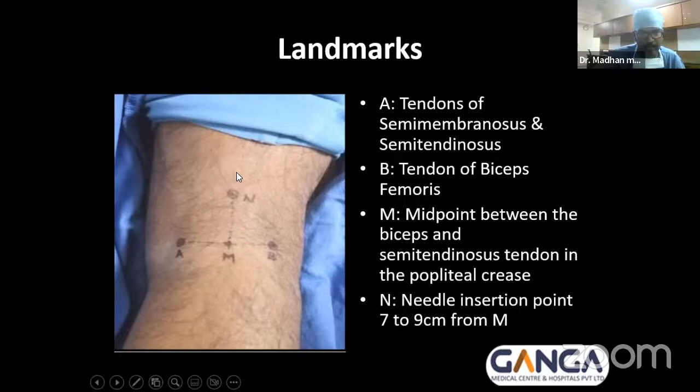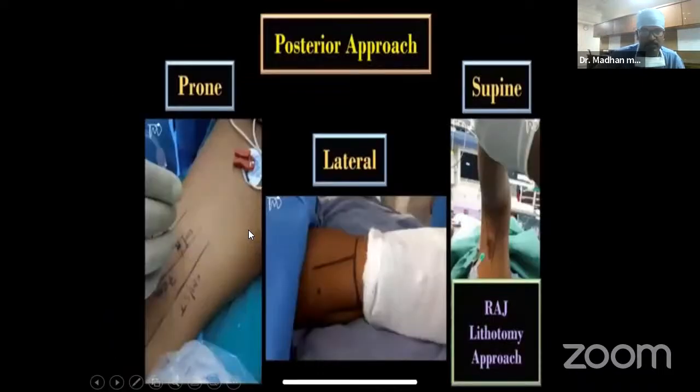These tendons never meet in the popliteal region actually. This one goes like this, and that one goes like this, so it is almost at the midpoint between these two tendons. So this gives the intertendinous approach. In almost two-thirds of the patients, this will be the needle entry point, from the midpoint between these two tendons. In another one-third of the patients, the needle entry point will be just 1 centimeter lateral to this point, because in some patients the sciatic nerve is situated more laterally, very near to the biceps femoris tendon. The posterior approach can be done in prone position, lateral position, or supine position. You can see the landmarks.